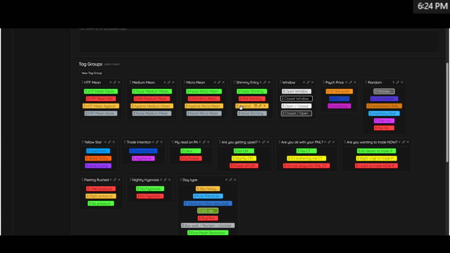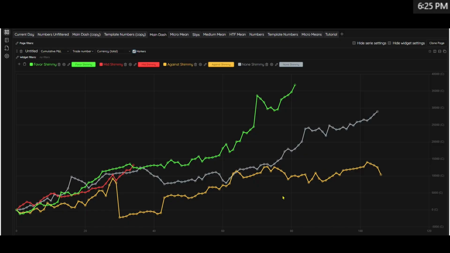Against is putting that hard move behind me, and none means we're basically in an area where there are none of these sudden hard movements. Typically, that means a lower volatility area. These are all the shimmy entry techniques. In my opinion, the favor shimmy technique should have the most edge, which we can see how gapped it is compared to all the other trades.